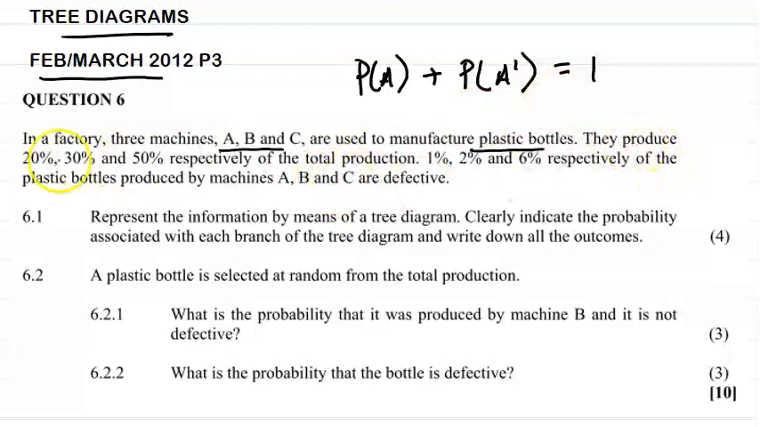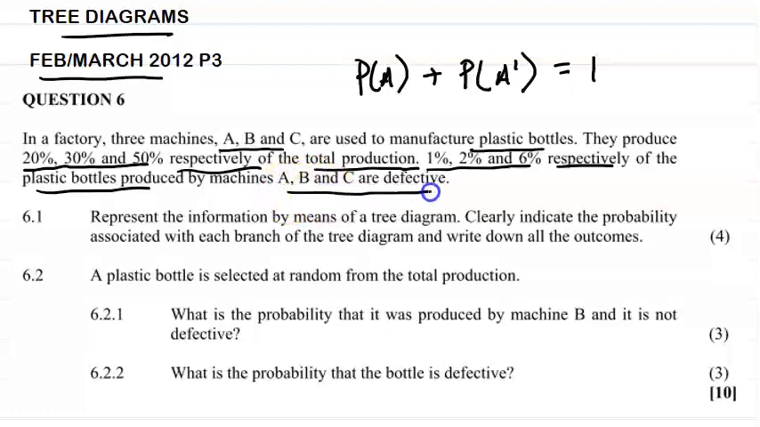These machines produce 20%, 30%, and 50% respectively of the total production. 1%, 2%, and 6% respectively of the plastic bottles produced by machines A, B, and C are defective. It says represent the information by means of a tree diagram. Clearly indicate the probability associated with each branch of the tree diagram and write down all the outcomes.